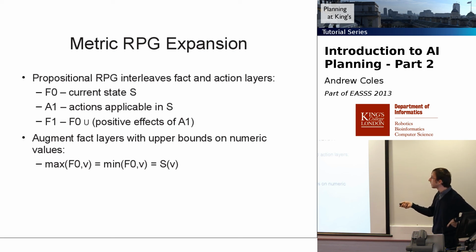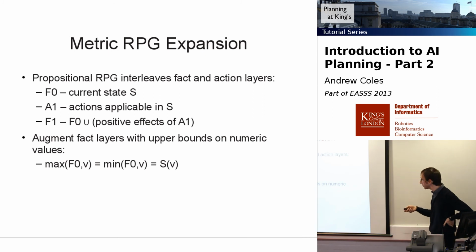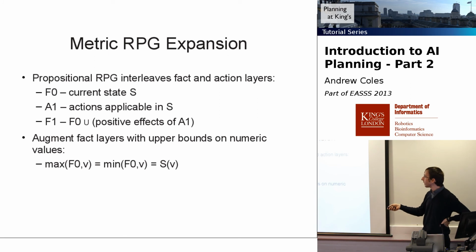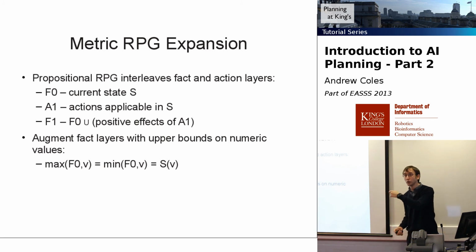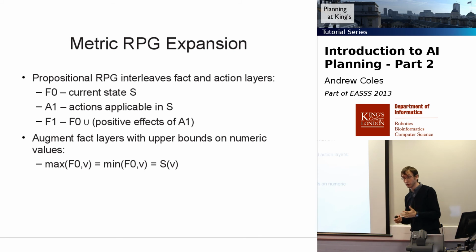In the numeric case, instead of just recording facts in fact layers, we also now record these upper and lower bounds on the value of each variable. So in fact layer 0, we haven't done anything yet, so the maximum value in fact layer 0 of variable v is the same as the minimum value, which is the value it holds in the state we're evaluating. So if we have 10 units of fuel, then in fact layer 0, the lower and upper bounds of the amount of fuel we have is 10, because we haven't done anything yet, so that hasn't changed.